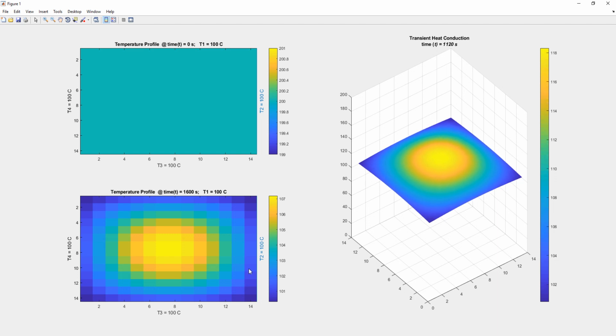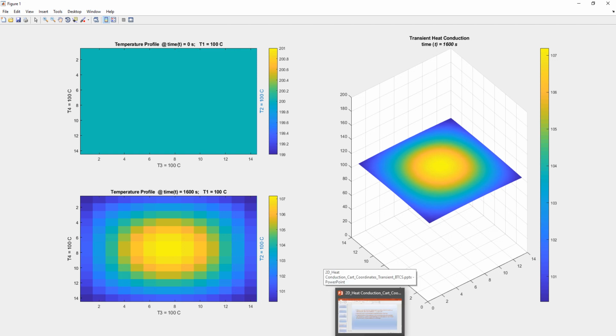Looking at the left hand side bottom portion, the temperatures on the interior nodes vary from about 100 degrees Celsius to about 107 degrees Celsius when time equals 1600 seconds. We should be seeing the same results on the right hand side animated plot as well when time is 1600 seconds. We'll now go back to our PowerPoint.